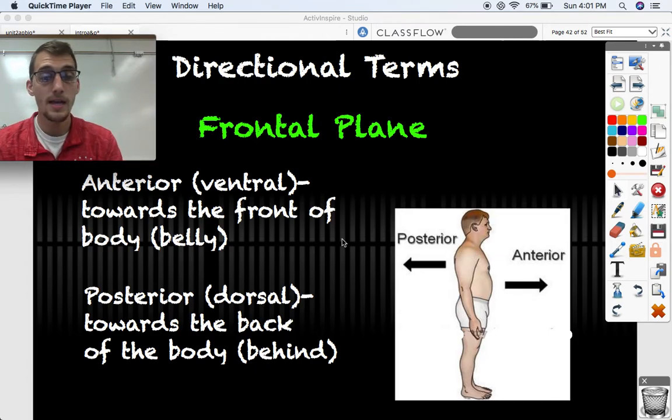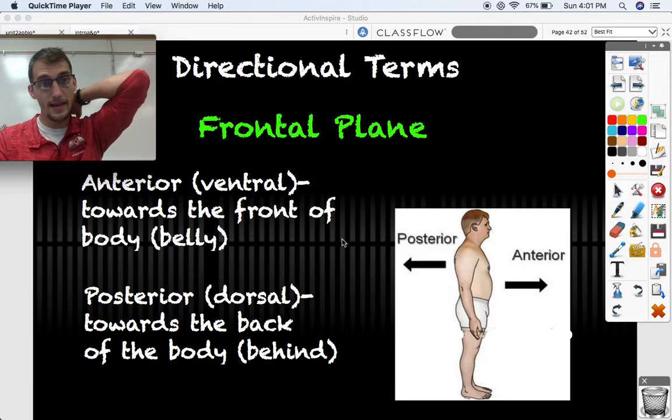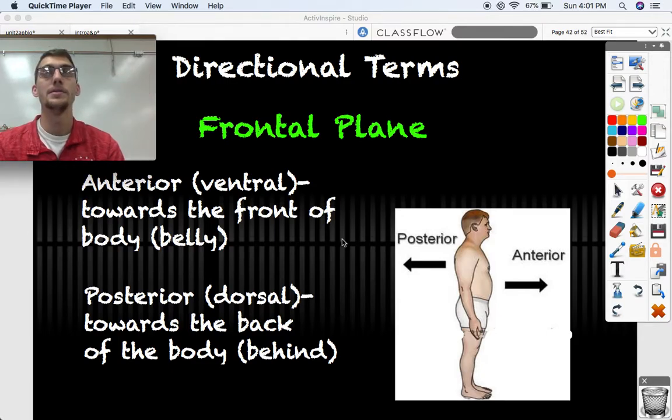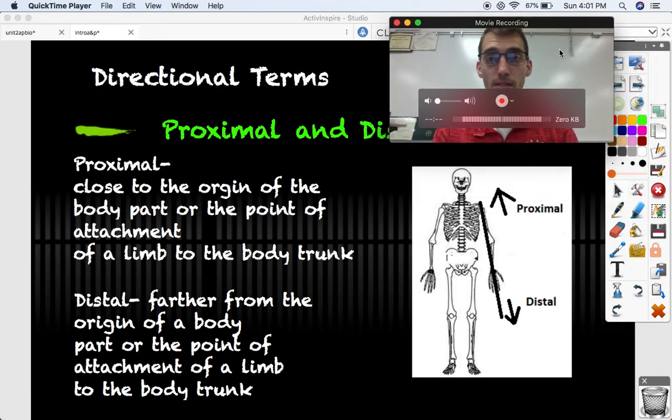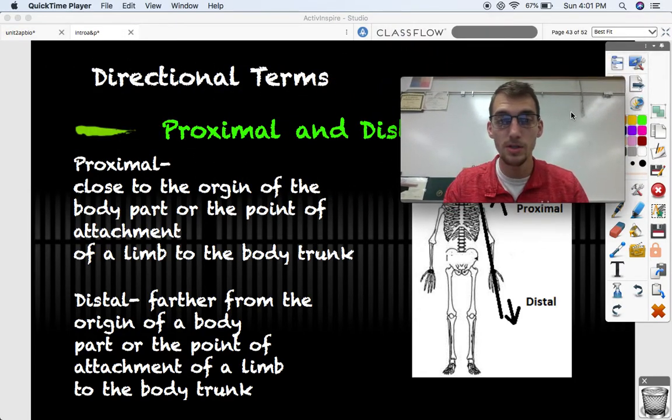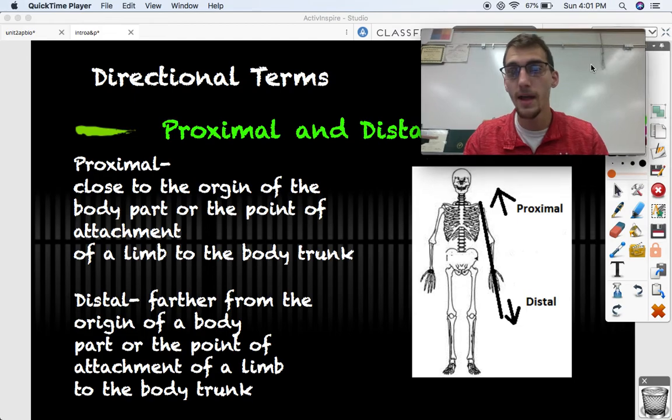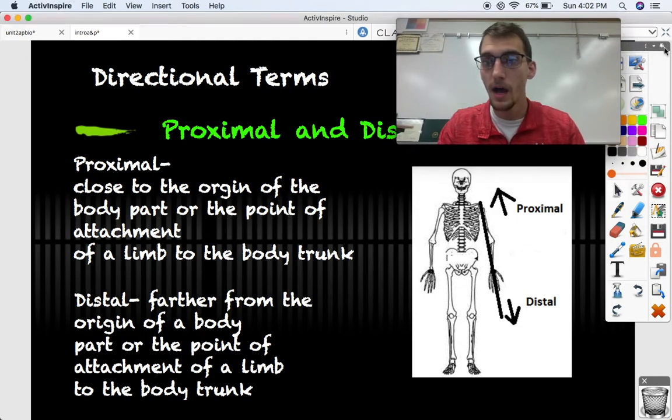I could also say my vertebral column is posterior to my sternum, to show that it is behind. Let's see, what's another good example? I could say my belly button is anterior to my tailbone. Okay, so those are terms with respect to the frontal plane. Now, there are two more sets of directional terms that are going to be important for us to know, but they have less to do with the planes themselves.